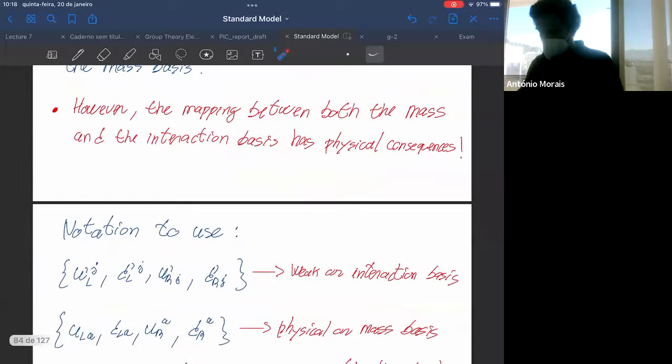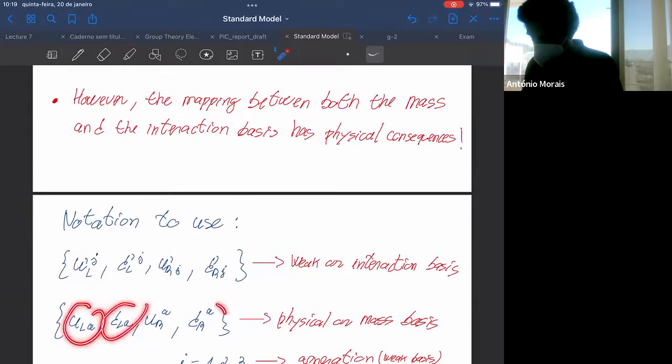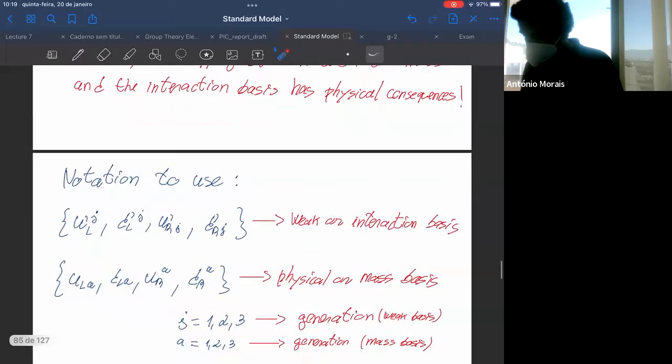Right, so now let's fix our notation for the discussions that will follow. We will work in the weak interaction basis, where we will use primes. And here we start with quarks. When we rotate to the physical or mass basis, we will use unprimed fields, as you see here. Here, the general index I and J, I will use most of the time unless otherwise stated, 1, 2, 3. So I and J will stand for weak basis or flavor basis indices, and A and B will stand for mass basis indices.